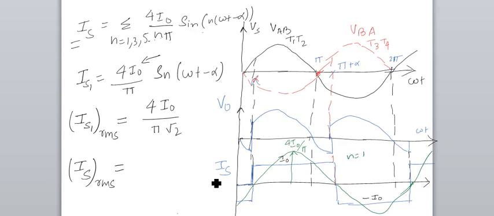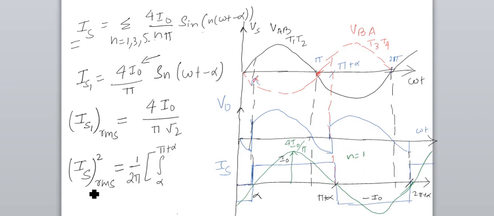So the RMS current starts from alpha and goes to pi plus alpha, and then again from pi plus alpha to 2 pi plus alpha. So what you will do is integrate it. The time period is 2 pi, so it will be 1 upon 2 pi, I RMS square, integration from alpha to pi plus alpha.